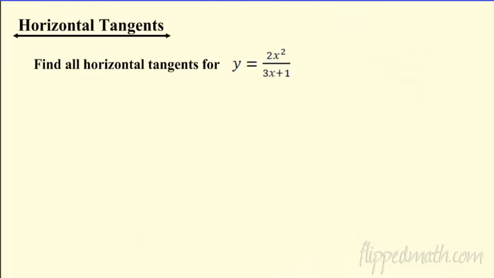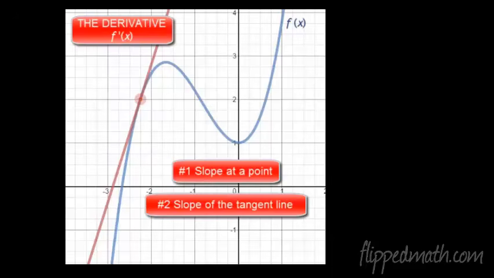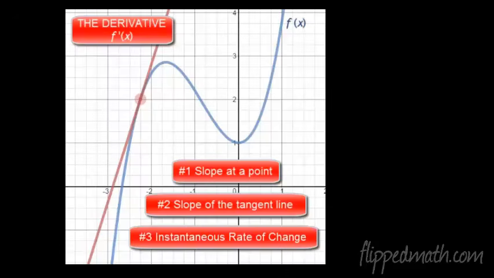Remember all the things about derivative. All right, so here I have a function here in blue, and if we take a point on this function, we're going to look at the derivative. So what does the derivative mean? Well, the derivative at this point is the slope at this point. What's great about that is that's going to give us the slope of the tangent line. And this is so important because the slope of the tangent line is the instantaneous rate of change.